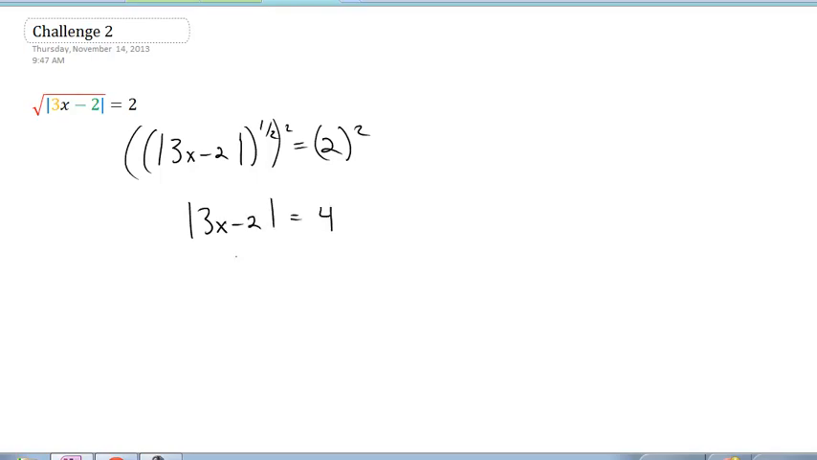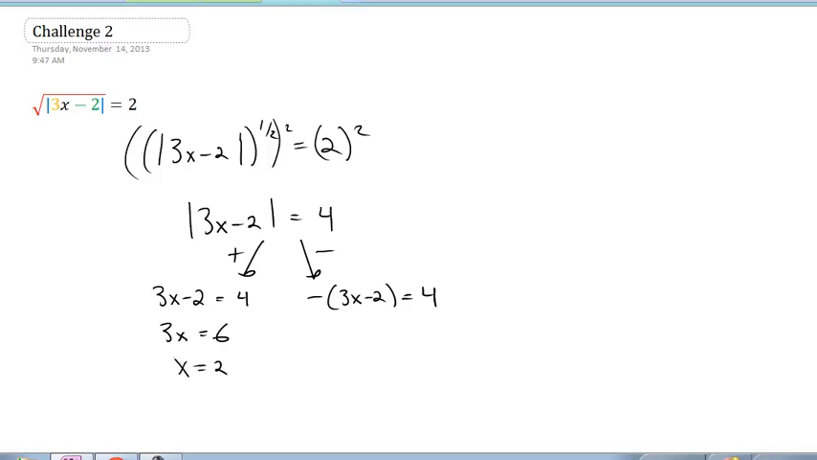And we're in an absolute value again, so we know that I unpack an absolute value by taking a positive and a negative path. 3x minus 2 equals 4, or negative (3x minus 2) equals 4. And we continue to solve down each path. So 3x equals 6, or x equals 2. Or on this other path, I have negative 3x plus 2 equals 4, or minus 3x equals 2, or x equals minus 2/3.